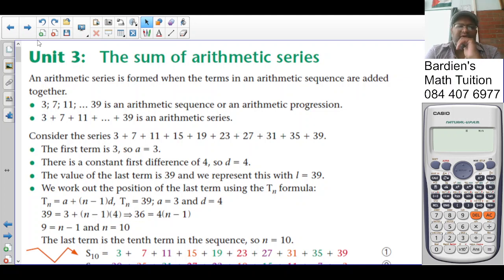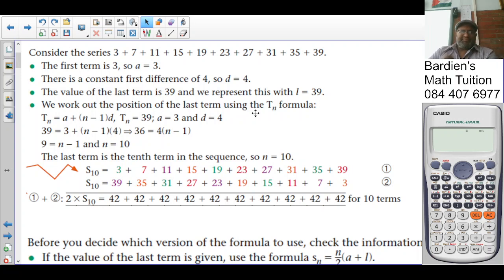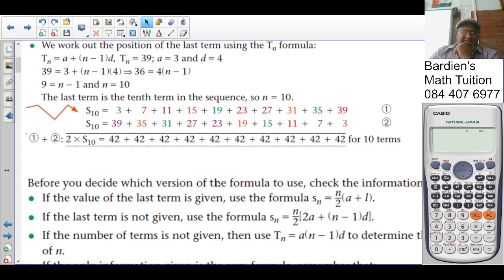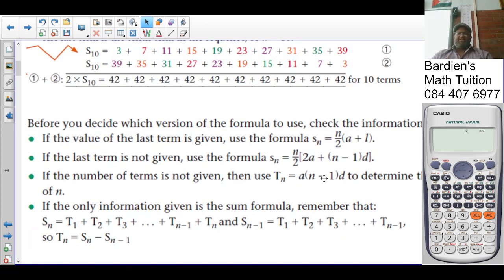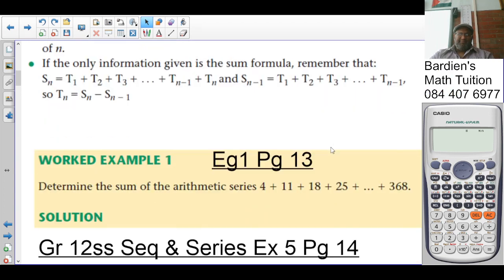So also, if you're looking at 3 plus 7 plus 11 and so on, we know that the first term, your a value, is 3 and your common difference is 4, as we normally deal with it. Part of your homework was to have a look at what they came up with there. Then you'll see that they follow this formula here.